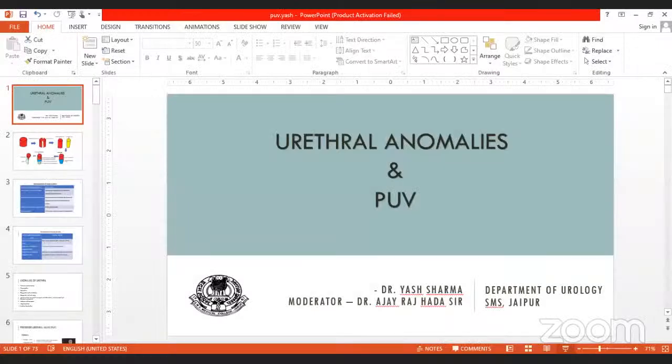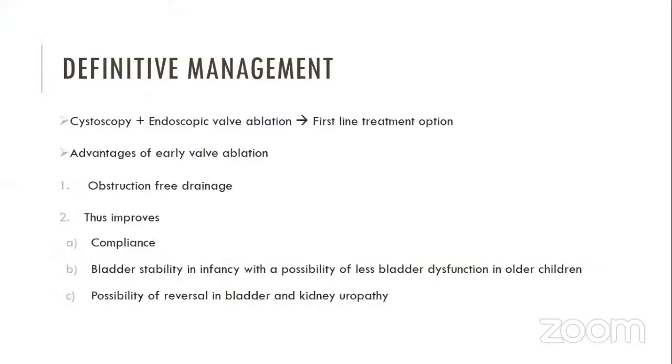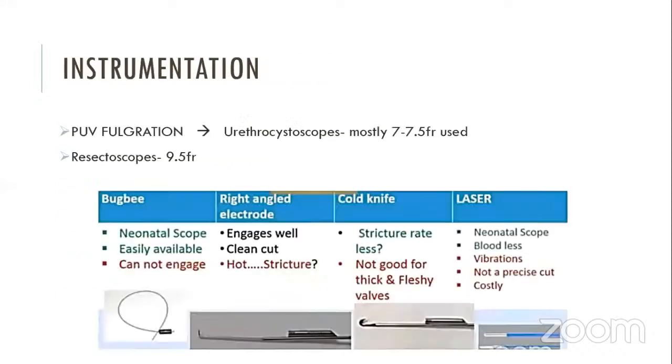The advantage of early valve ablation is catheter-free drainage, which improves bladder compliance and stability in infancy, with the possibility of reversal of bladder and kidney uropathy. For endoscopic fulguration, we use four types of instruments. The Bugbee is possible through a neonatal scope and easily available, but the problem is it usually cannot engage the posterior urethral wall. The right angle electrode usually engages well and gives a clean cut, but because of the energy source, it can cause lateral injury and lead to stricture later.